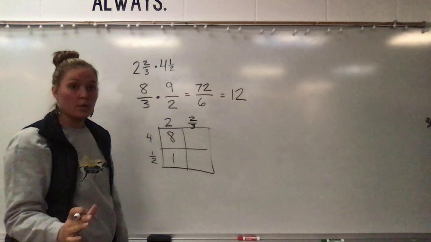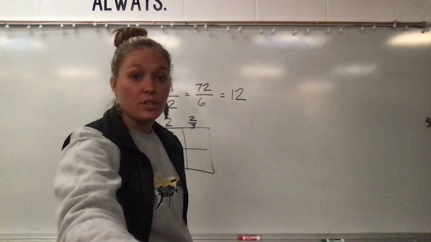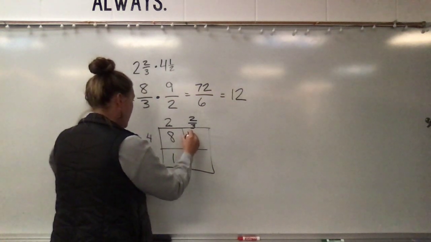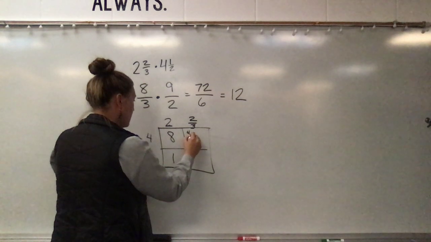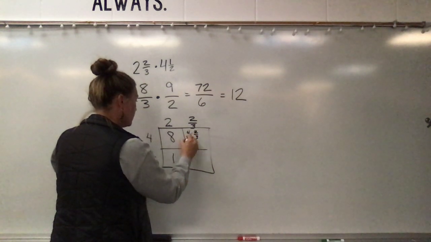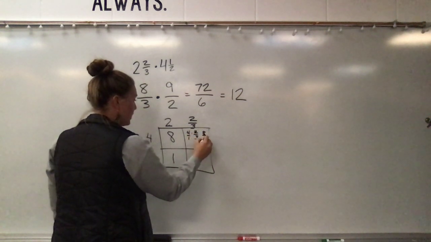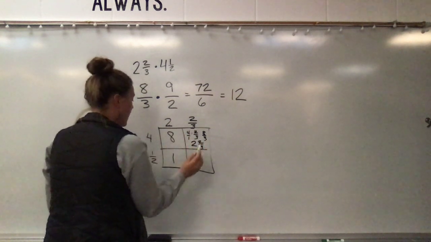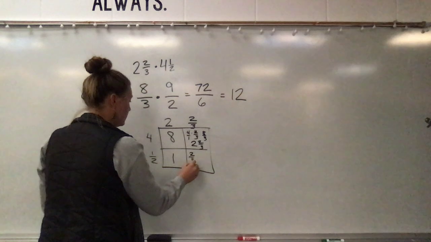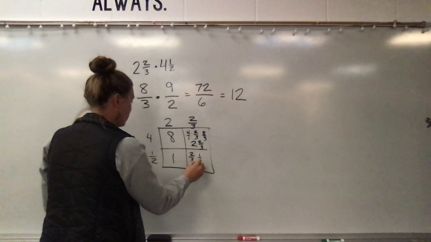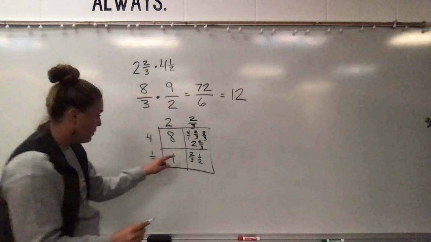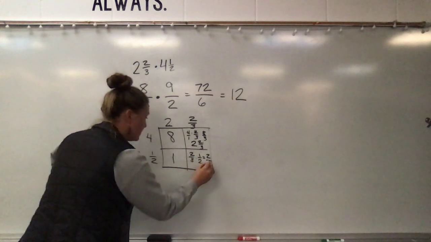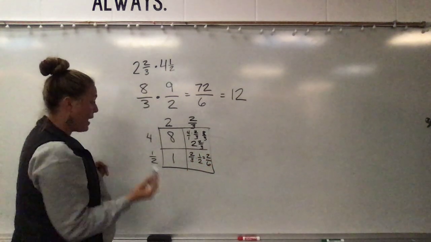And this is where you're going to run into trouble if you didn't watch yesterday's video. Because we need to multiply 4 times 2/3, which is 8/3, which is the same as 2 2/3. Then you'll multiply 2/3 times 1/2. This is where you multiply the numerator, which is 2, and the denominator, 6. So now we add them all up together.